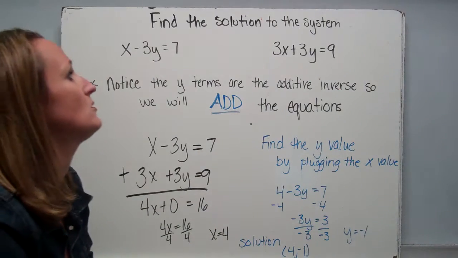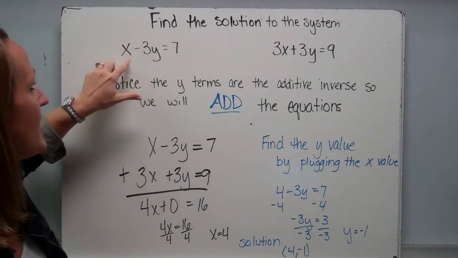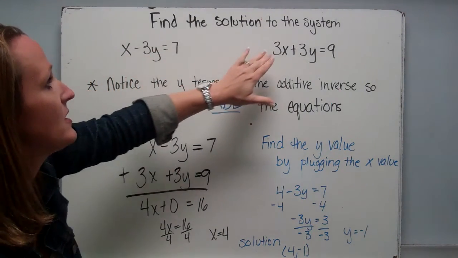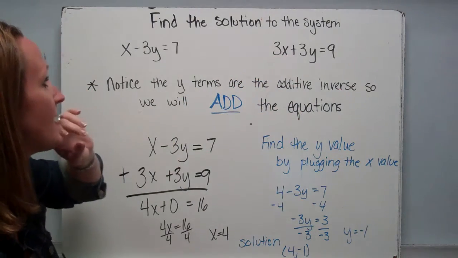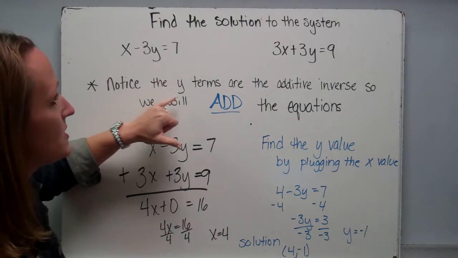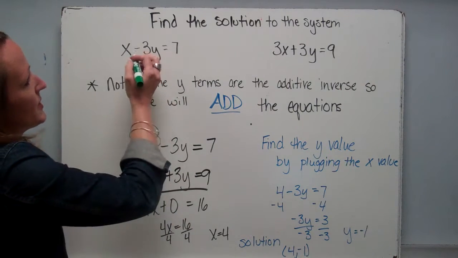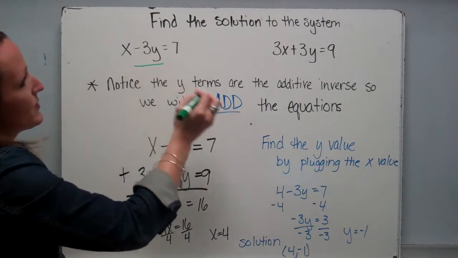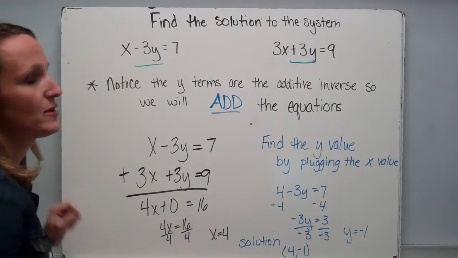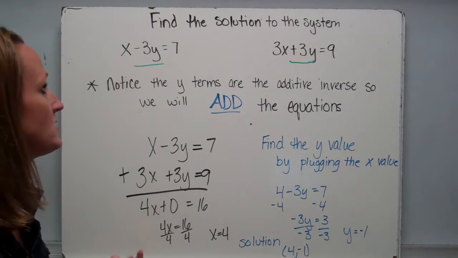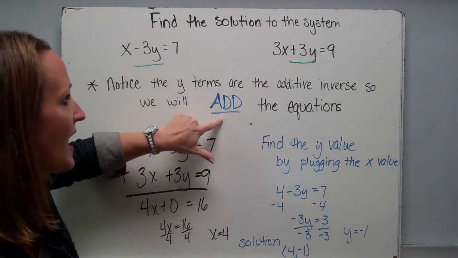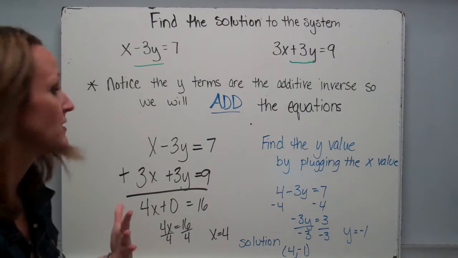Well, let's find the solution to our system. We have x minus 3y equals 7, and then 3x plus 3y equals 9. So the y terms in this case are additive inverses, because if you look, we have negative 3y and then positive 3y, so that makes them additive inverses. So in this case, we're going to add the equations, because that's what concept number one said.